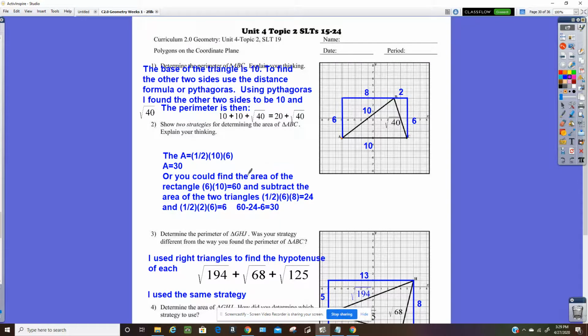So the perimeter is 10 plus 10 plus the square root of 40, which is 20 plus the square root of 40. And then the area of the triangle is 1/2 times 10 times 6, where 6 is the height. The base is 10, the height is 6. So 30. Or you could find the area of the rectangle, which is 60, and then subtract out these 2 triangles here, and you still get the answer 30.